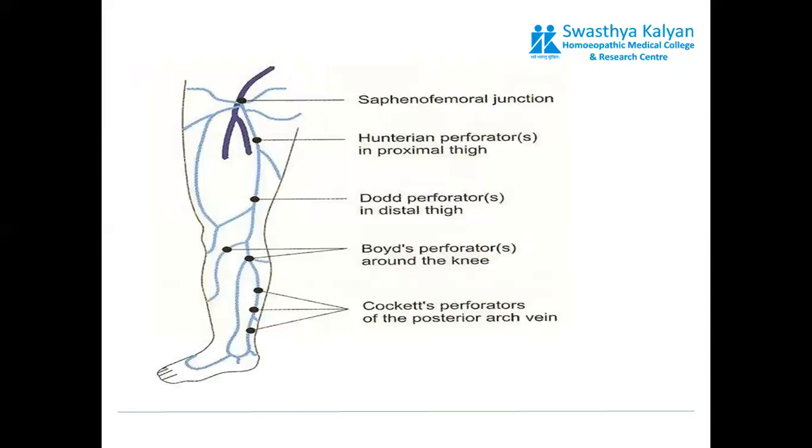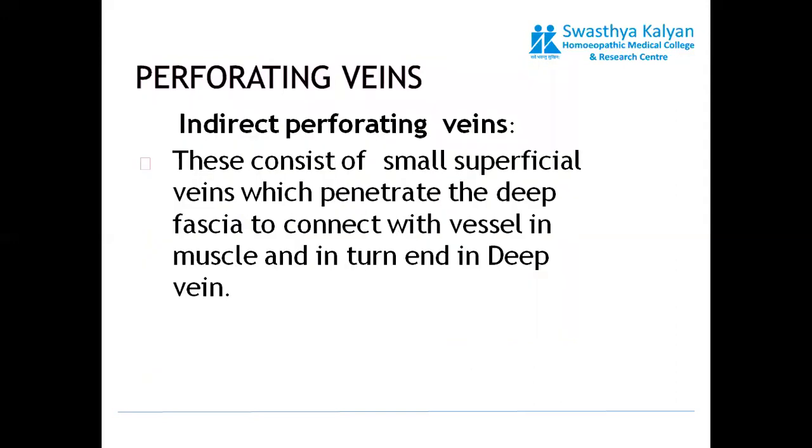So here are the locations, and you can easily correlate the Hunterian, Dodd's, Boyd's and Cockett's perforators. A very important point to note here is that these perforators transport the superficial blood to the deeper tissues, which in turn plays a major role in transporting blood to the heart. Also, we have already studied these structures in anatomy. That was all about the direct perforating veins.